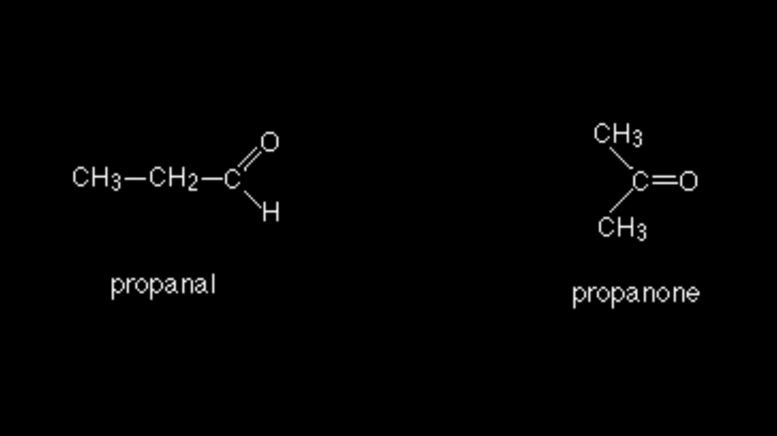There are several examples of functional isomerism. First, a molecular formula C3H6O could be either propanal, an aldehyde, or propanone, a ketone.